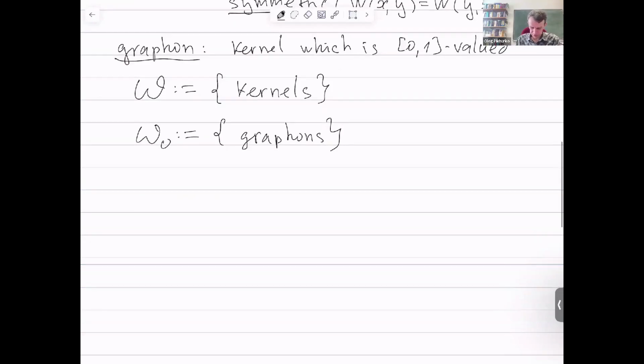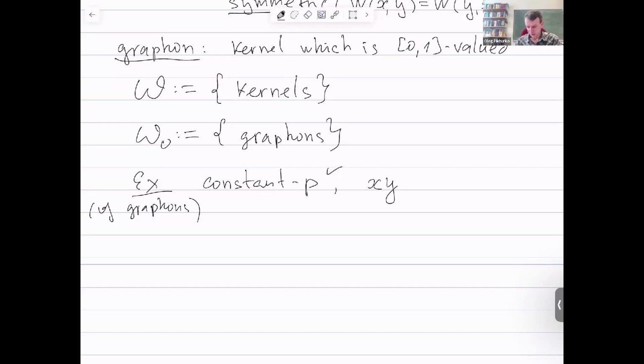So maybe some examples of graphons. You can just take a constant function, it's perfectly fine. Or you can take any polynomial, say x times y, symmetric, as long as its values are between 0 and 1. Or it doesn't have to be continuous, so you can say something like the maximum of x minus y, and let's maybe just write it differently: the indicator function that x minus y is at least 1/2. It's also a graphon.